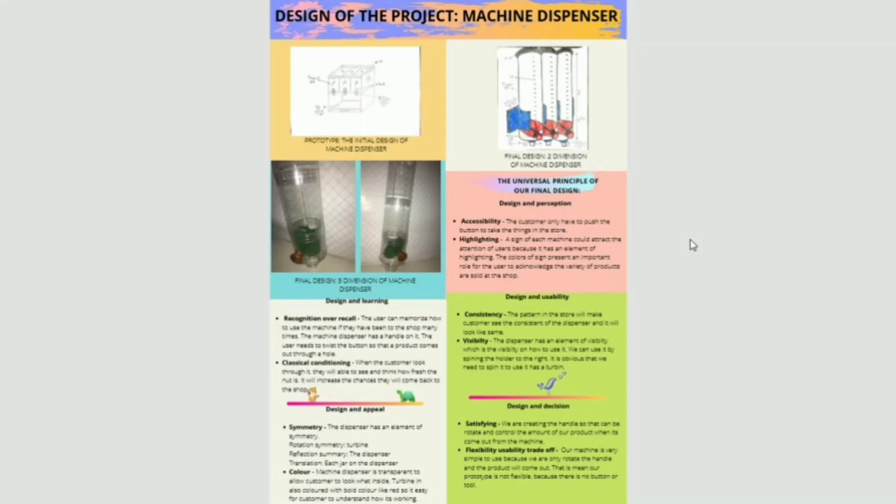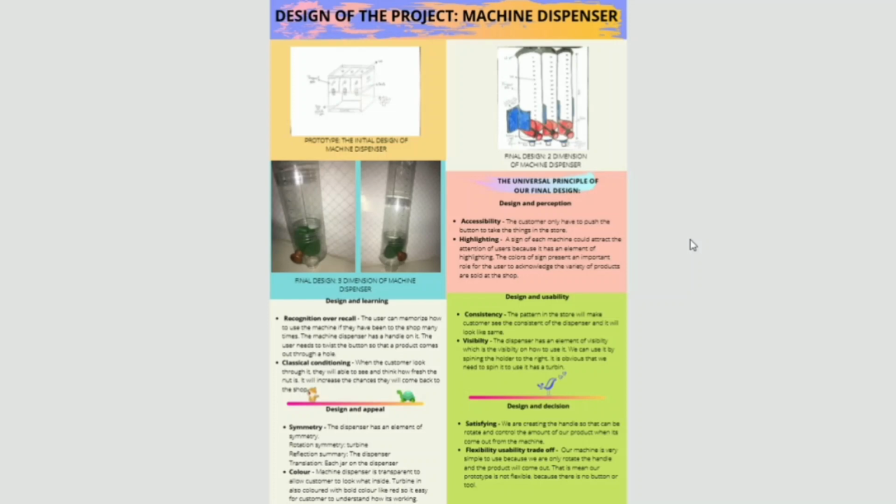Visibility is also one of the universal principles of design, which is in design and usability. The usability of a system is improved when its status and method of use are clearly visible. The dispenser has an element of visibility. When snacks go out from the dispenser, it shows the visibility of the status of the system. There is also visibility on how to use the dispenser. As we can see, we can use it by spinning the holder to the right. It is obvious that we need to spin it to use it because it has a turbine.